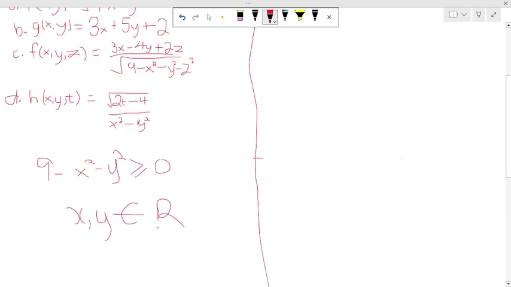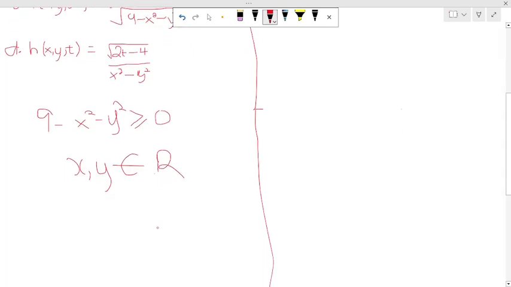So now combining these two conditions, the first condition being the denominator not equal to 0, and the second condition being the radicand not being negative, we are going to get a domain which is 9 minus x squared minus y squared minus z squared is greater than 0. So someone may ask, why is it that with the first example we have greater than or equal to 0, and the second example it is greater than 0?